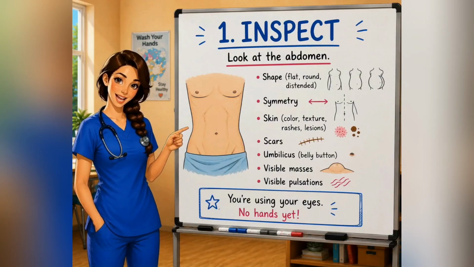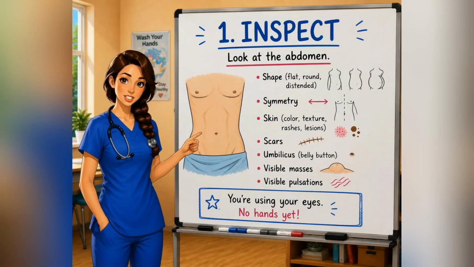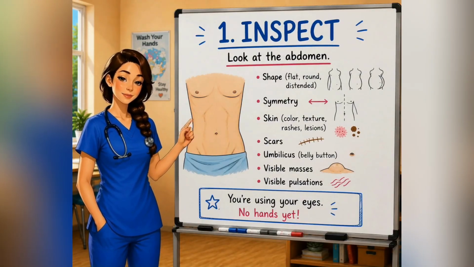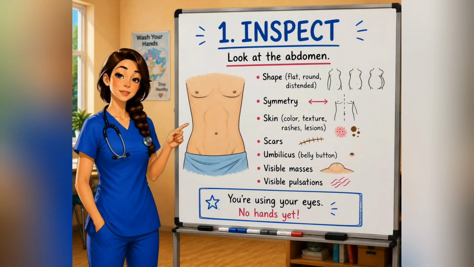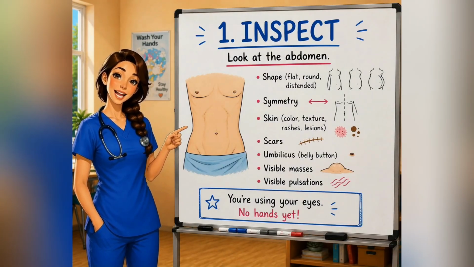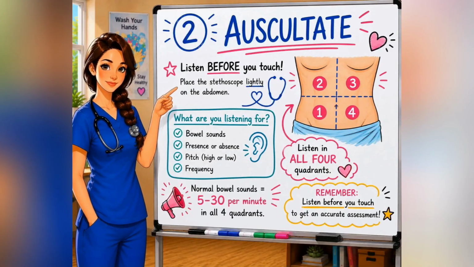First step, inspect. Look at the shape, symmetry, skin, belly button. Any distension, scars, visible pulsations? You're just using your eyes. No hands yet.